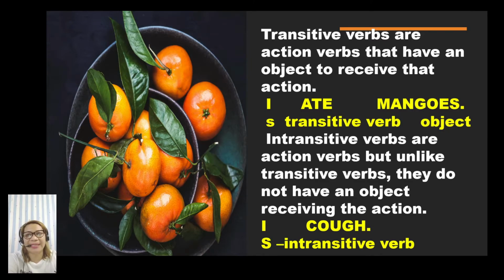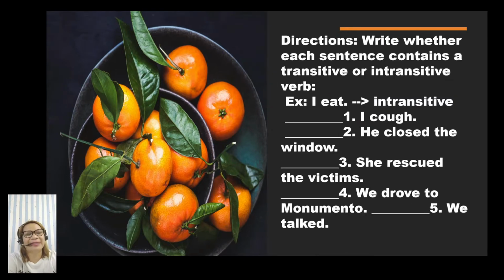Okay, now intransitive verbs are action verbs, but unlike transitive verbs, they do not have an object receiving the action. Example, the sentence is I cough. The subject is I, and the intransitive verb is cough. So that is following an SIV pattern in sentences.